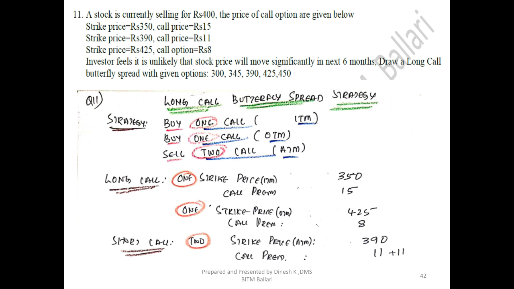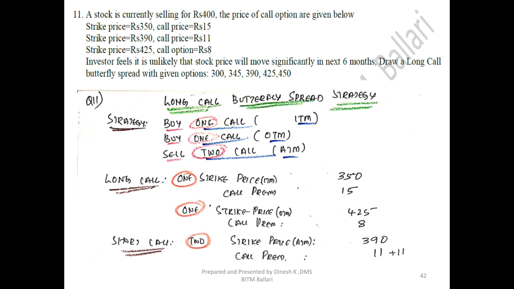In the money is where the strike price is less than the current market price. Out of the money is when the strike price is greater than the current market price, and at the money, both are similar or the same, or it comes nearer to the strike price and the current market price. So one long on a call in the money, one long on a call out of the money, two short on a call which is at the money.